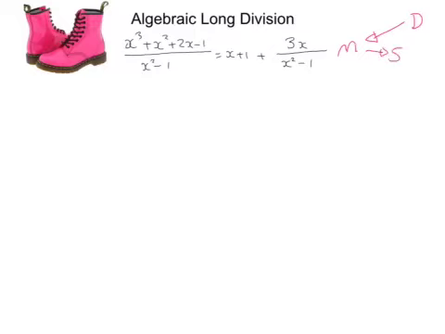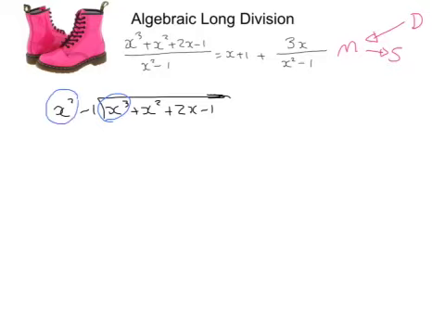So let's try. X squared minus 1 into x cubed plus x squared plus 2x minus 1. There's lots of numbers here, so keeping it as neat as possible is really important. So we start by dividing. We're dividing the highest term of the top, which is x cubed, divided by the highest term of the bottom, which is x squared. The thing we're dividing by, x squared.